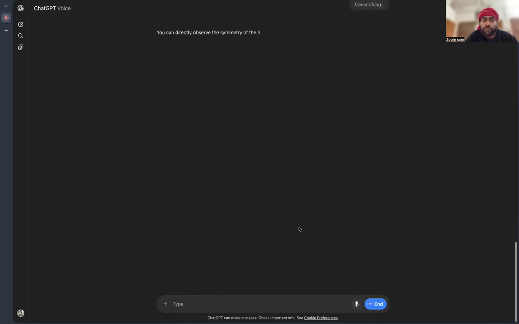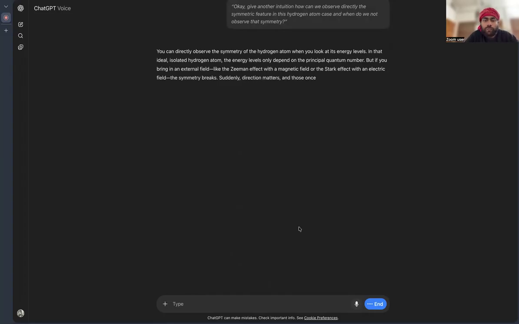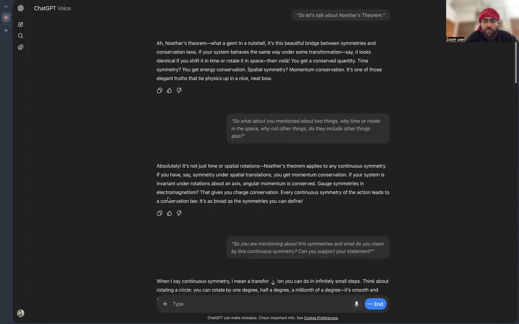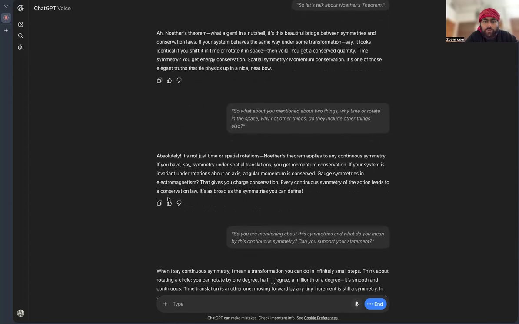You can directly observe the symmetry of the hydrogen atom when you look at its energy levels. In that ideal isolated hydrogen atom, the energy levels only depend on the principal quantum number. But if you bring in an external field, like the Zeeman effect with a magnetic field or the Stark effect with an electric field, the symmetry breaks. Suddenly, direction matters, and those once degenerate energy levels split. So symmetry is like a perfect balance. When nothing external distorts it, you see neat, simple patterns. When you poke it with external influences, that balance is broken, and that's when things shift.